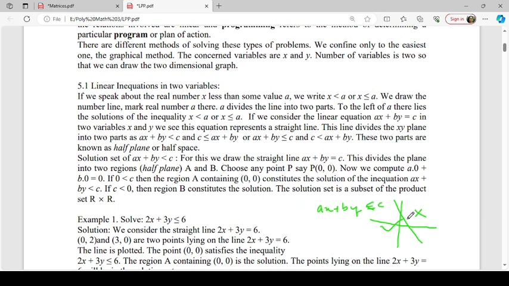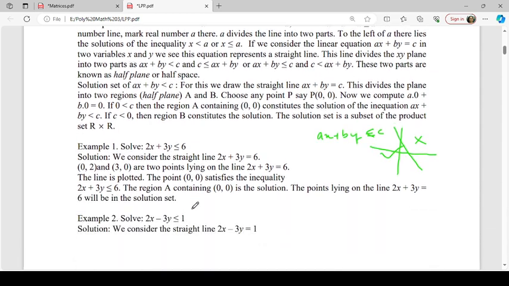So this is the boundary. We are talking about this side or this side depending on the equation. This is a plane, and this straight line is dividing this plane into half planes. This is half, and this is the other half. These things we should know. First thing we have to know is these half planes.